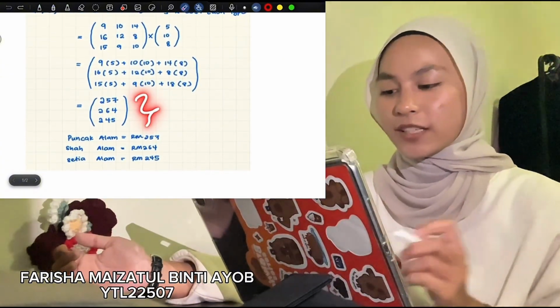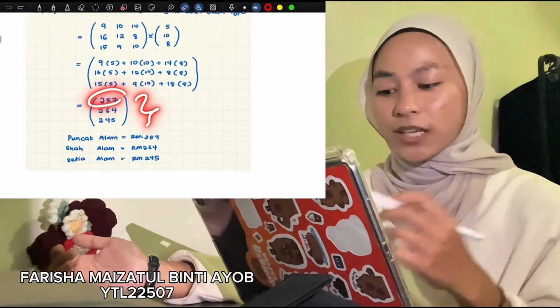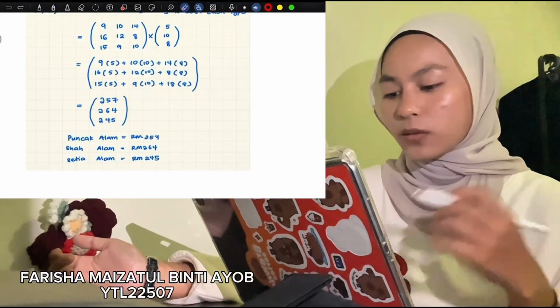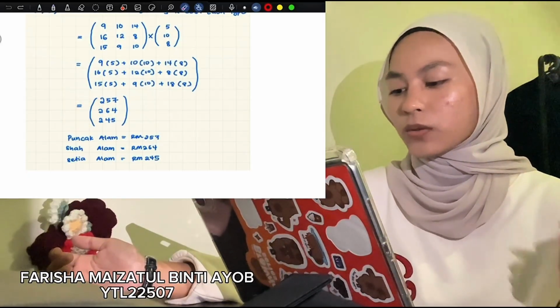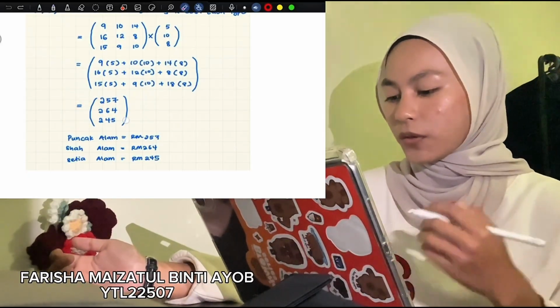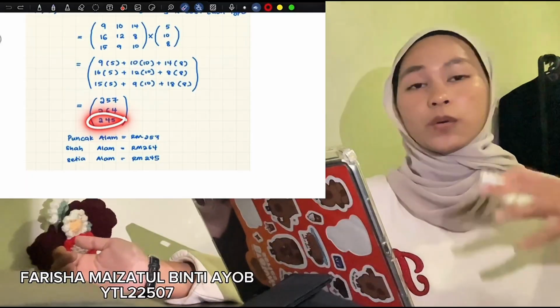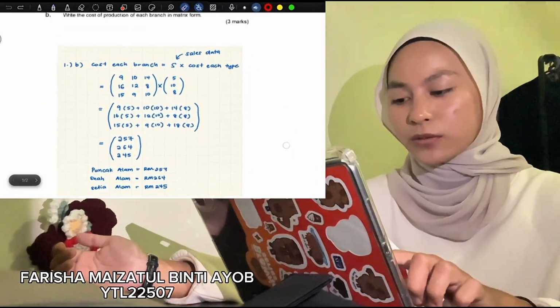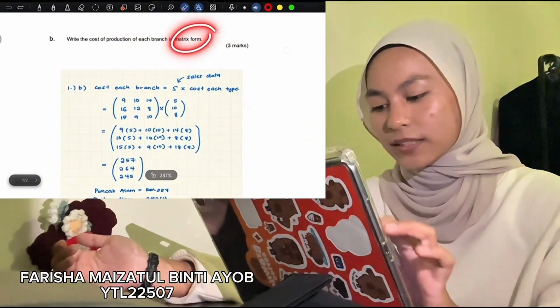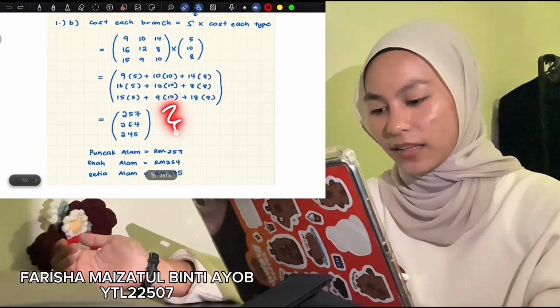like this. The first row is for Puncak Alam, which is 257. The second row is for Shah Alam, which is 264, and the third row is for City Alam, which is 245. Since they require us to write in matrix form, just leave your answer like this.